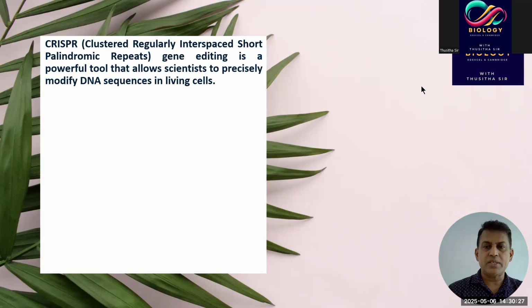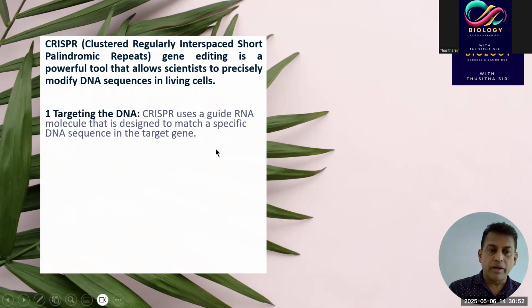So what we do, we make a small complementary RNA sequence. Let's say we have a target gene. We know the sequence. Then to the complement to that sequence, we make a small RNA complementary sequence. Then after that, that's called guide RNA molecule that is designed to match specific DNA sequence in the target gene. So that's a target in the DNA.